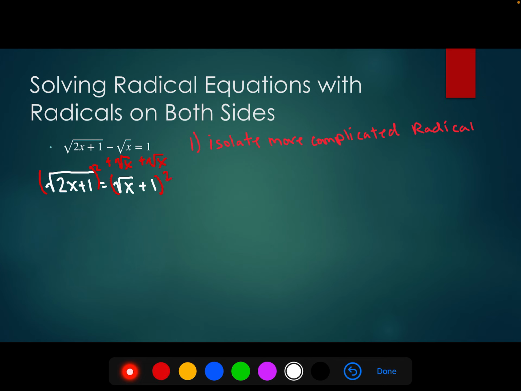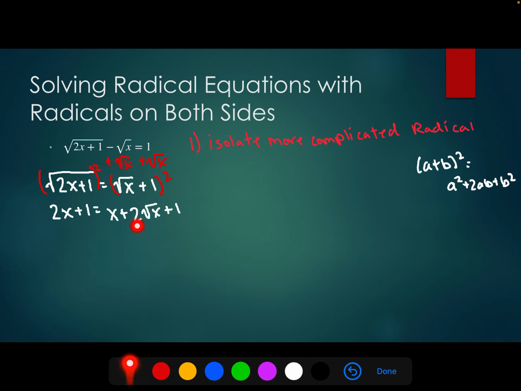After doing that, we have on the left side just this 2x plus 1. On the right side, you can either use the FOIL method or the fact that a plus b squared is equal to a squared plus 2ab plus b squared. You can use one of those. On the right side, you'll see that you get x plus 2 root x plus 1. All right, and now we have an equation that only involves one radical.